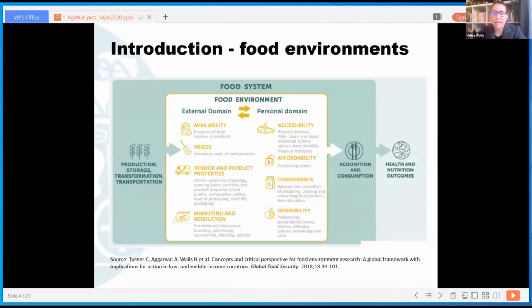Food environments are made up of the foods available to people in their surroundings as they go about their everyday lives, and also the characteristics of these foods, some of which are described here on the slide. Food environments include the sources of these foods, and these sources can include things like own production, local markets, as well as grocery stores and perhaps supermarkets in more high income or urban settings. And there's been a lot of attention given in the past few years to understanding food environments and what shapes them and how they influence individual and community diets.